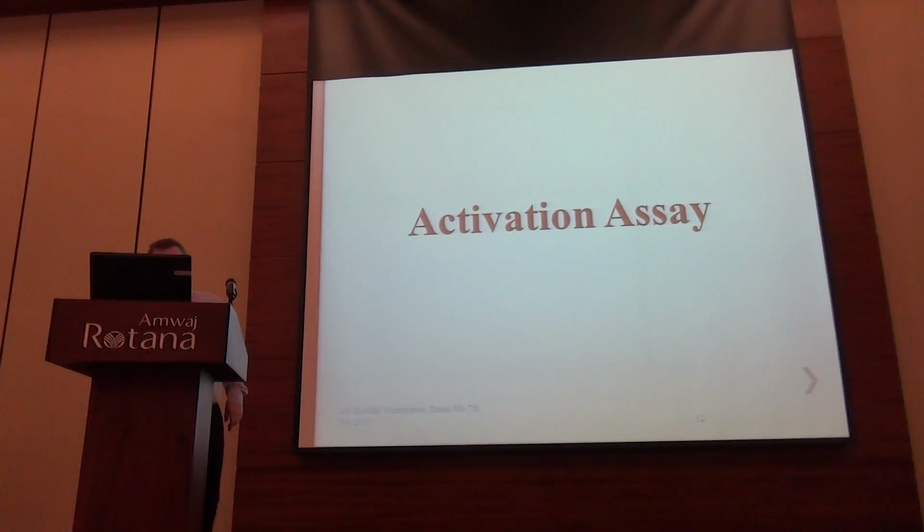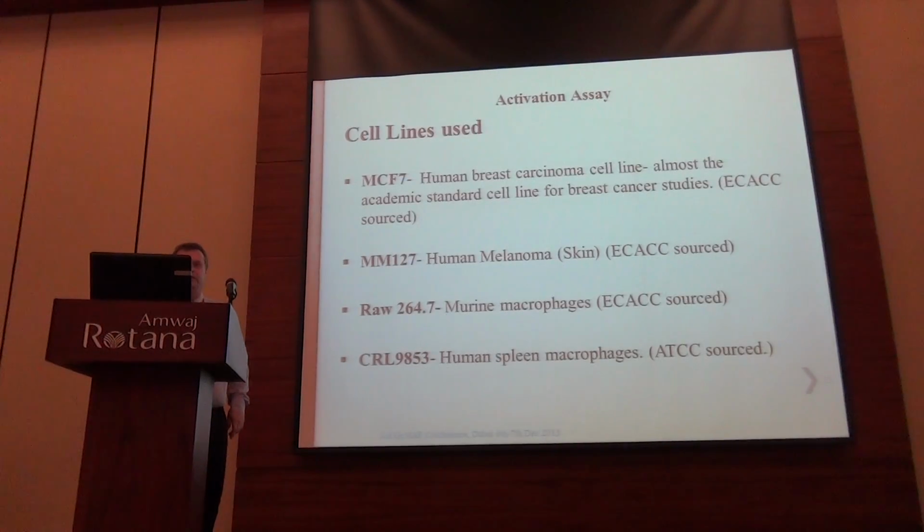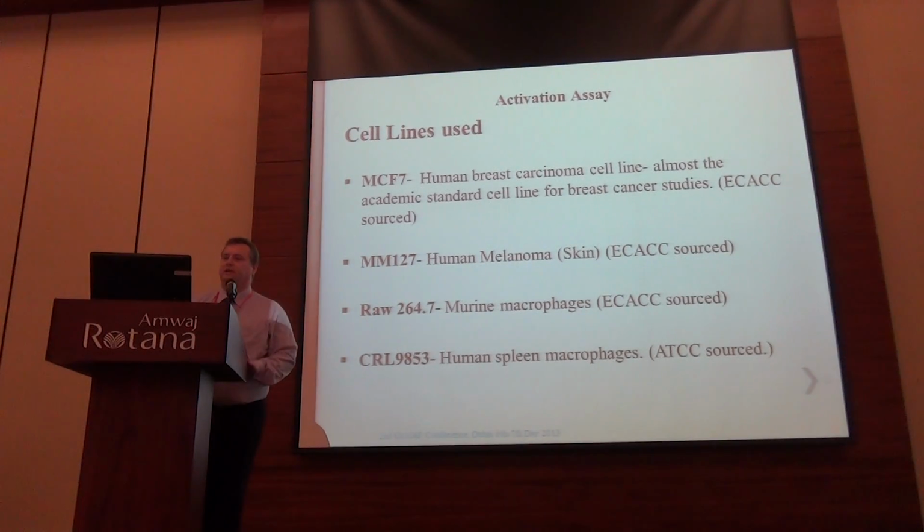So on to the activation assays. The things that we're looking for, we're using these cell lines. So we use the normal standard MCF7, which is the human breast carcinoma. Almost everything that's reported on breast carcinoma starts with this cell line. It's kind of standard for the literature in terms of academic studies. So if you don't do it with MCF7s, people tend not to believe you.